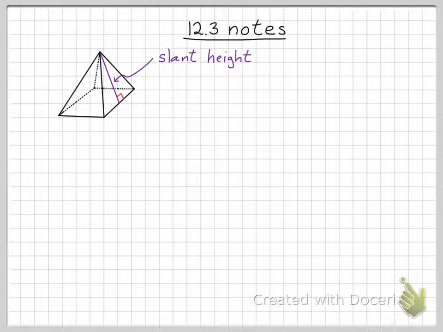Then we have the height of the building itself. That would be if you went inside of the pyramid and you were standing at the bottom and you looked straight up to the very tippy top. That's the height of the three-dimensional pyramid. You're actually inside of the pyramid. So the height of the pyramid is when you're inside of the three-dimensional figure, and slant height is when you're outside. Okay? Those are the definitions that you'll need to know.